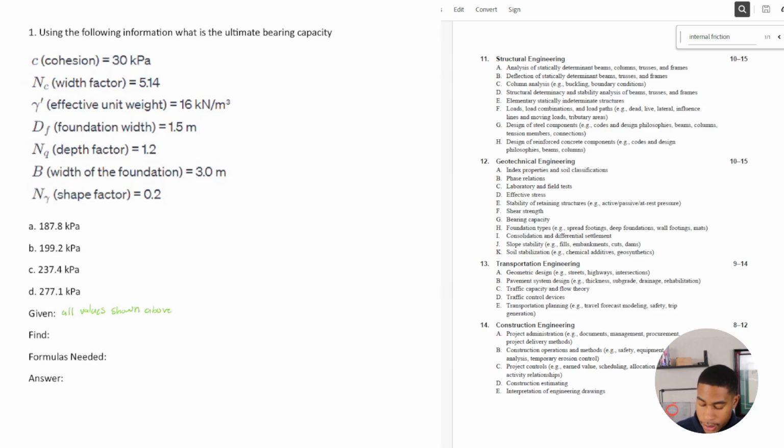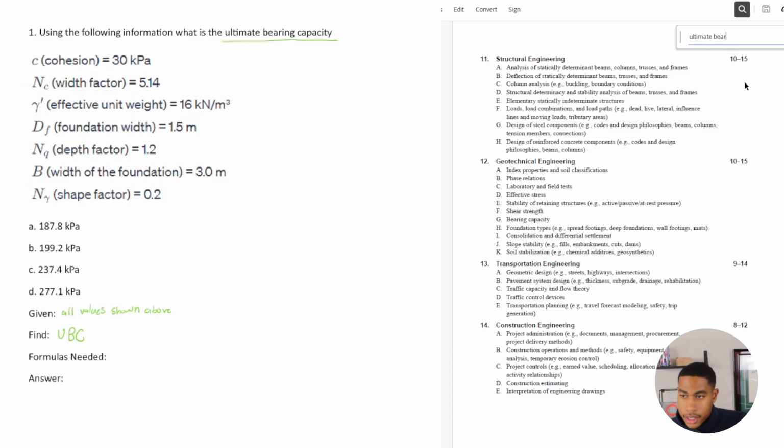It'll be a lot to rewrite all of these variables, right? We have them visually to see there. And this is for a foundation, because it gives us the width of our foundation, and we're trying to find the ultimate bearing capacity. So what formulas might we need for this? Well, I don't know. This is a bunch of mess to me. I just see a bunch of stuff that I don't know what to do with. I'm just going to search ultimate bearing.